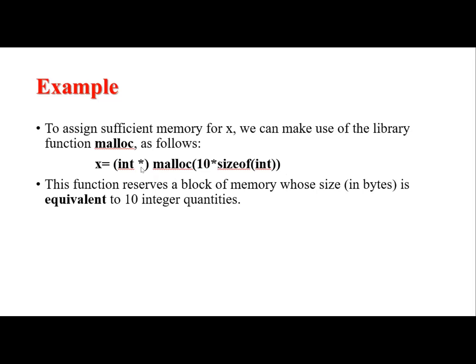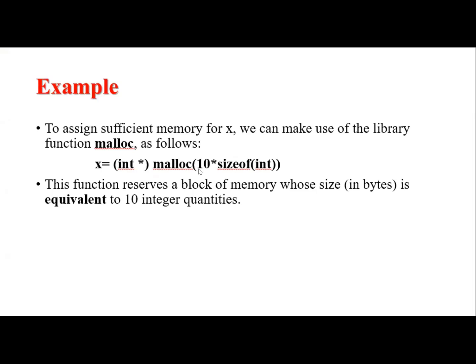So X = (int *) malloc(10 * sizeof(int)). The data type depends on which type of data you have created. Here my data was int, so that's why I write int. If it is float, then you write float, or if character, then character. The int star indicates this is a pointer, and I want to dynamically allocate my memory. To do that, I use the function malloc.